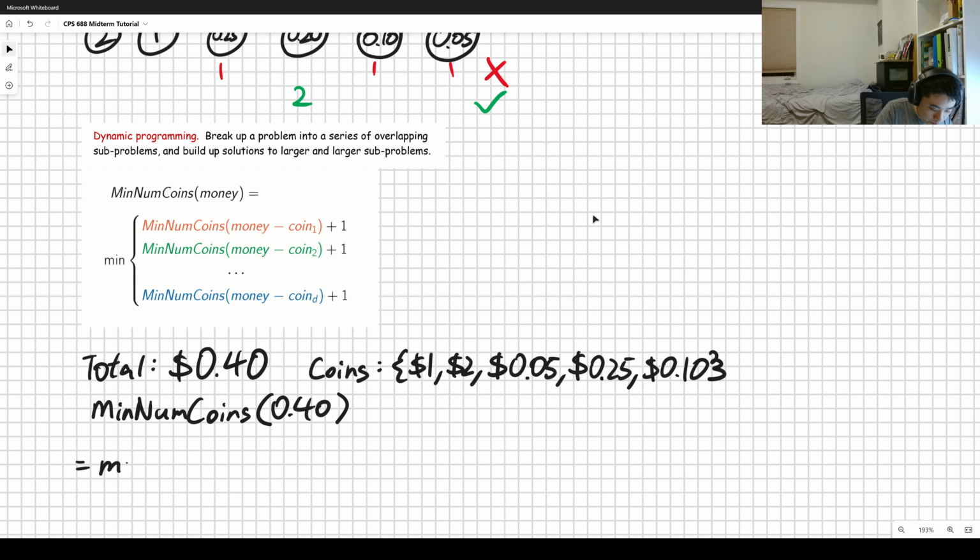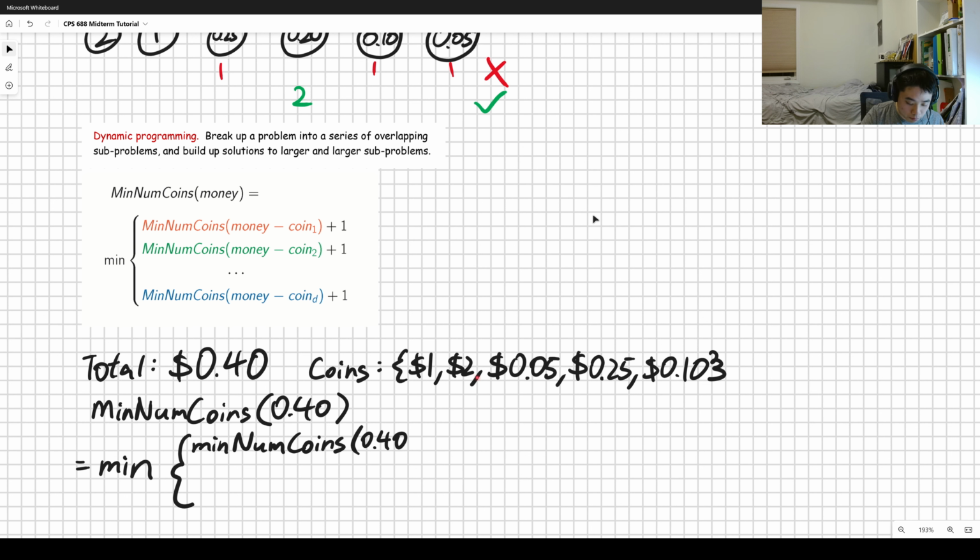We're gonna take the minimum of min num coins of 0.40. Well, we need to first look at to see if the coin would end up overcharging the total. In our case, one would not do, two wouldn't do.